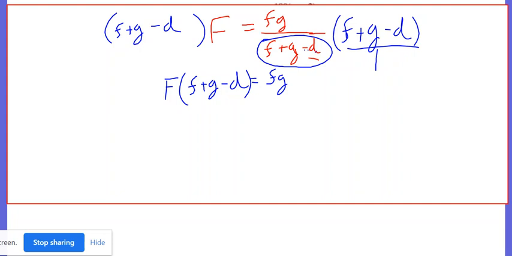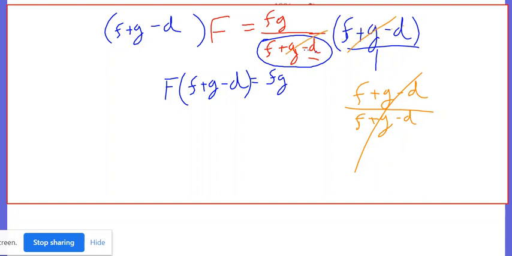So remember how when we have fractions, I almost always reduce before I multiply? So that's what you want to do here. You want to reduce your fractions before you multiply them together. So what is f plus g minus d divided by f plus g minus d? So let me write it out. I'm saying, what is f plus g minus d divided by f plus g minus d? It's 1, so it cancels out.